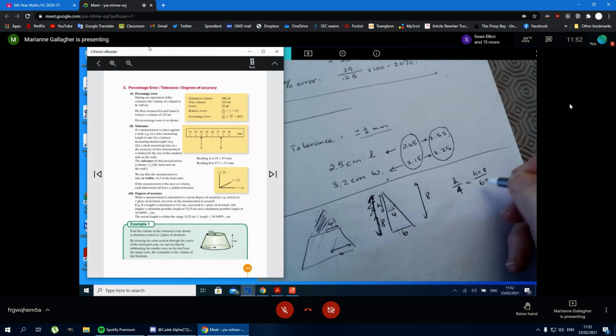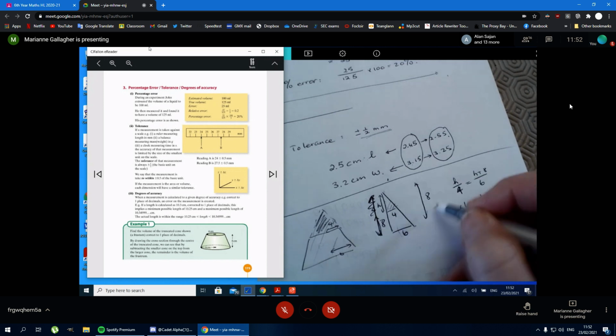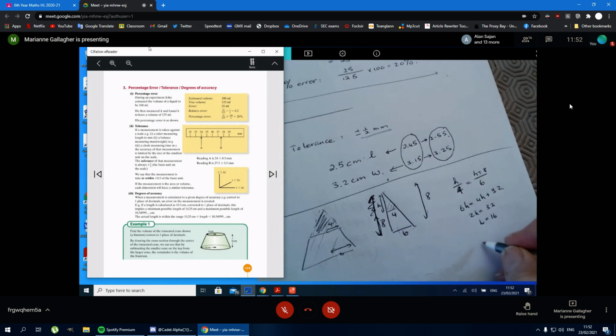Yep. And this allows you to find h. So you've got 6h is equal to 4h plus 32. So 2h is equal to 32. Did I do that right? h is equal to 16. So your total height of that cone is 16 plus 8 is equal to 24.